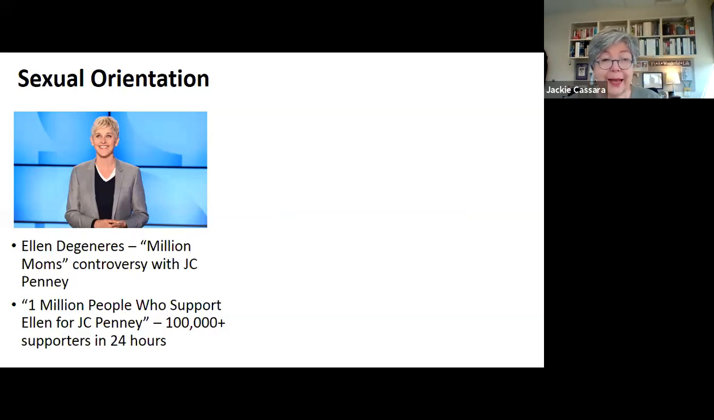And so Ellen has pretty much put a face on the lesbian and gay community for our country. And I love her. Everybody loves her. Who doesn't love Ellen DeGeneres? She's hilarious. She's approachable. She's somebody that we would all enjoy having as a friend. And a number of years ago, Ellen was chosen to be the new spokesperson for JCPenney.